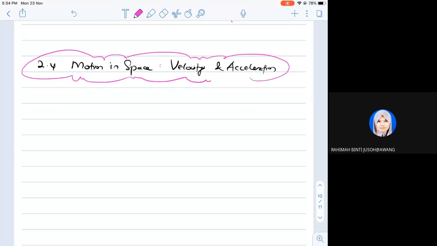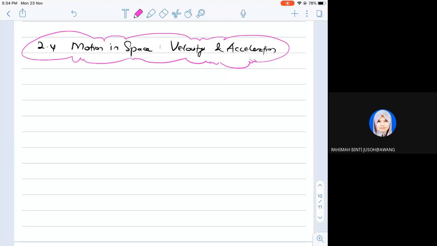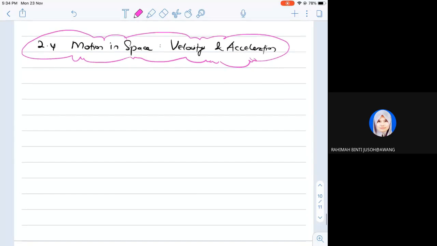Boleh, nanti saya share recording. Macam biasa saya share recording. Hujan. Kat mana hujan tu Adila? Musim hujan sekarang kan. Kuantan pun selalu hujan.